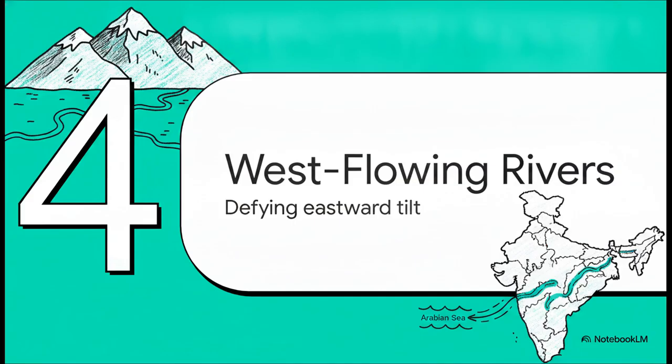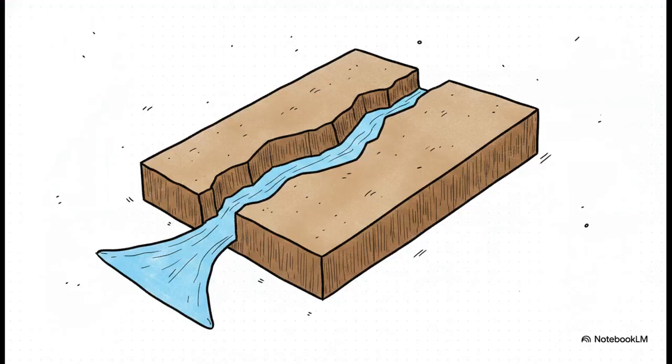All right, shifting gears to Section 4, west-flowing peninsular rivers, the exceptions that flow towards the Arabian Sea. So here's a really cool geological quirk. The entire Indian peninsula actually has a slight general tilt towards the east. So you'd naturally think all the water goes that way, right?